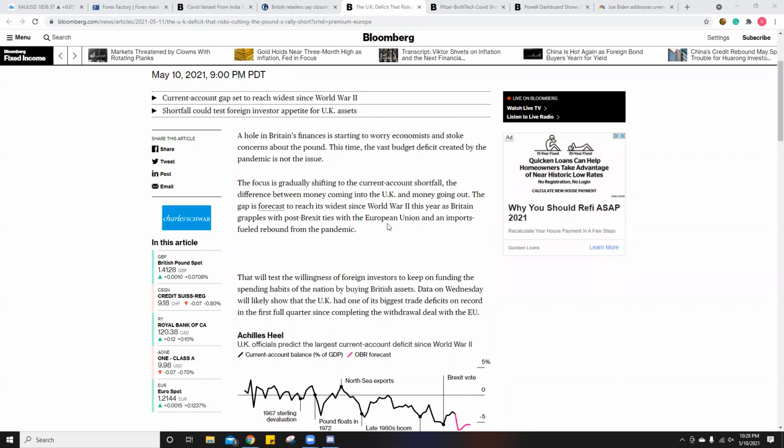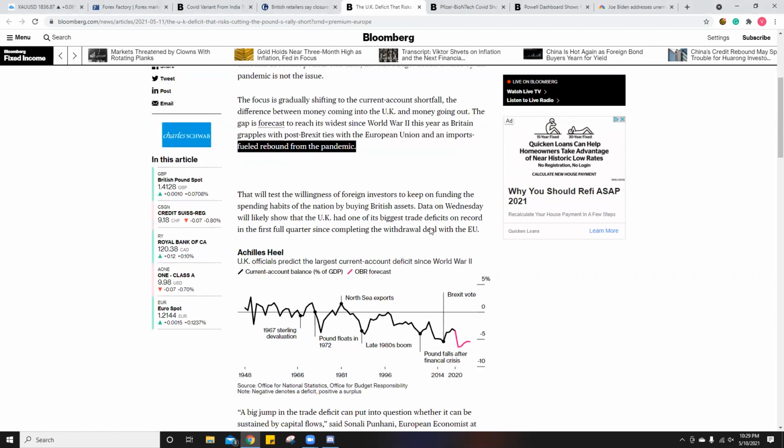The focus is gradually shifting to the current account shortfall, the difference between money coming into the UK and money going out. The gap is forecast to reach its widest since World War II this year as Britain grapples with post-Brexit ties with the European Union and an imports-fueled rebound from the pandemic. So these are the things that are now coming together, and they're starting to affect the pound and Britain's finances.